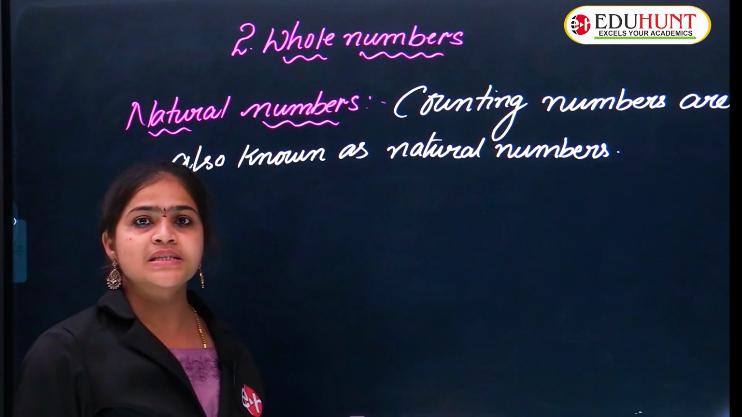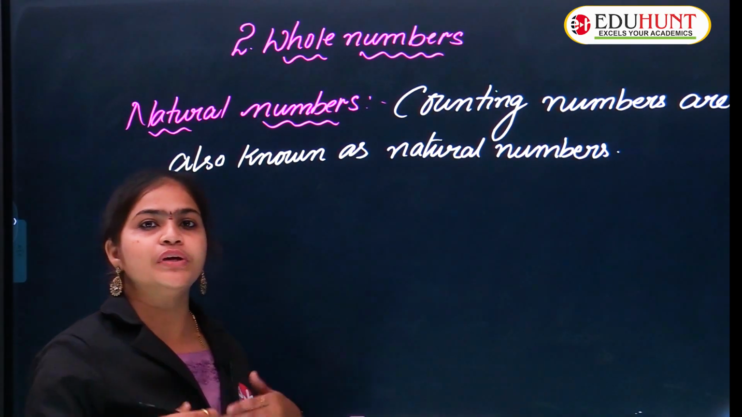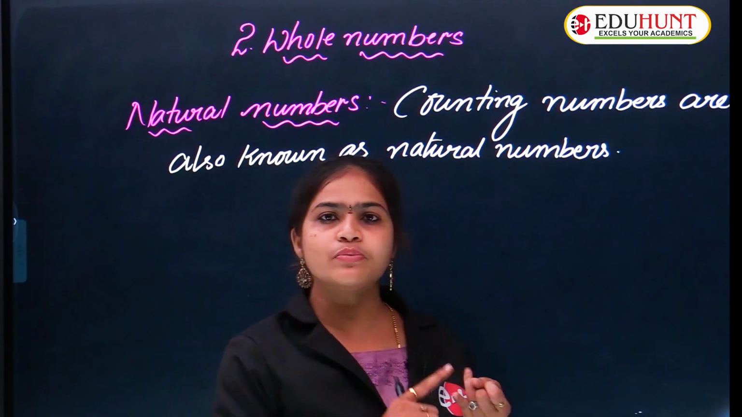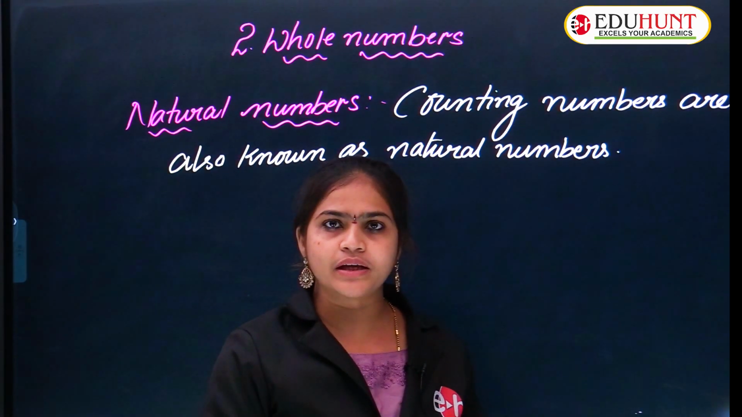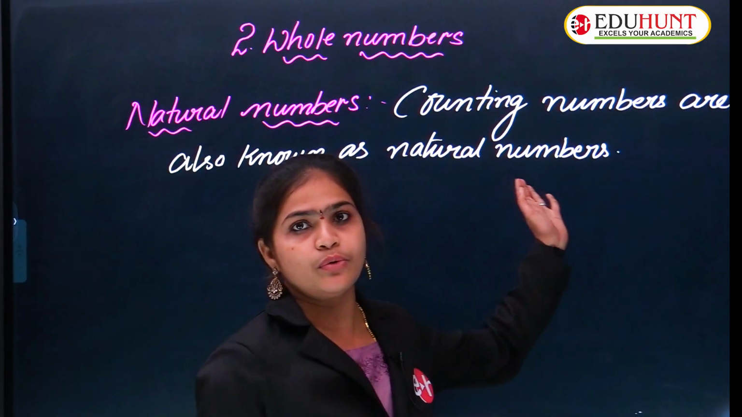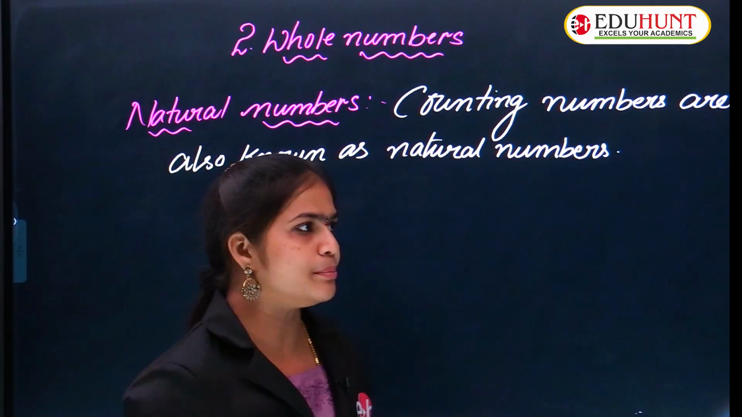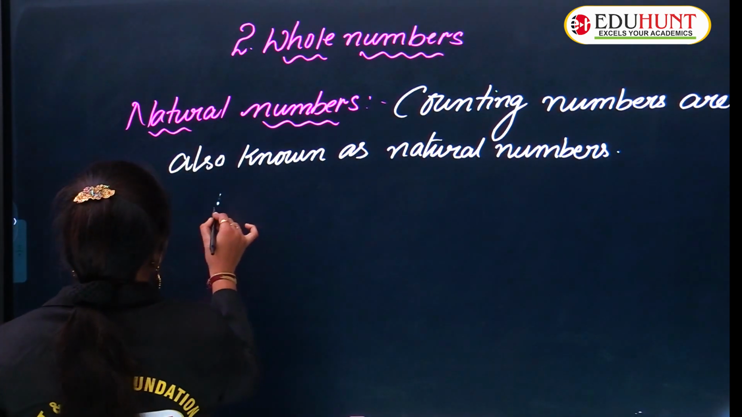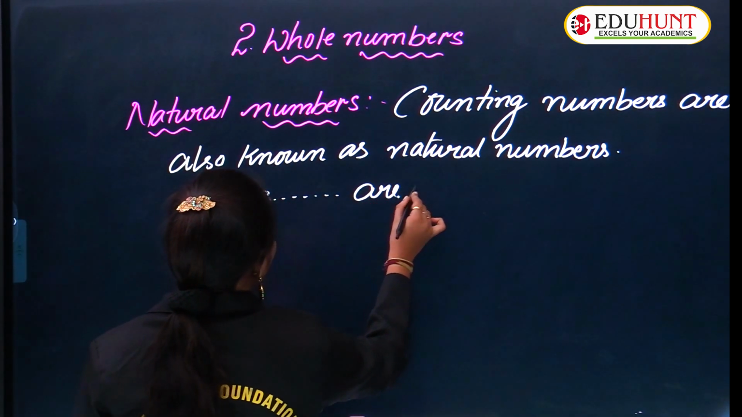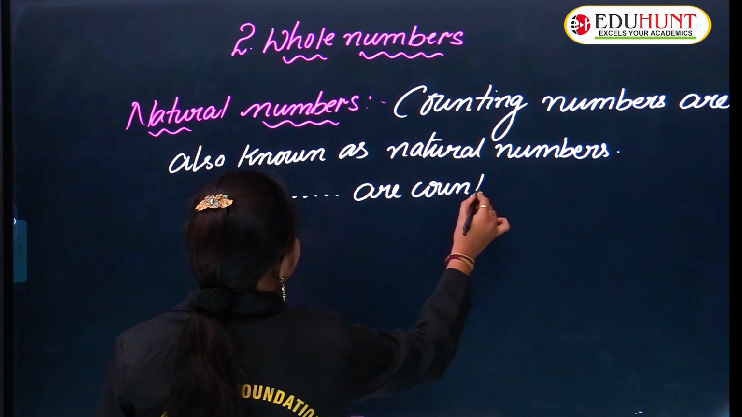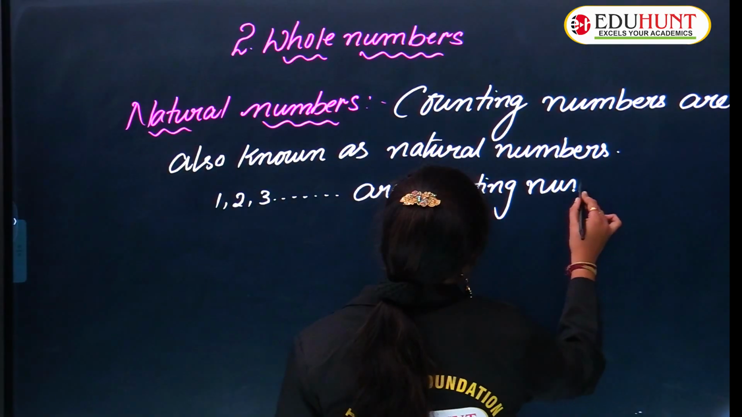Counting numbers means the numbers we are using for counting. For example, if some chocolates are there, how will you count those? By using the numbers 1, 2, 3, 4 like that, right? The numbers we use for counting are known as counting numbers, and those counting numbers are also known as natural numbers. Now say that 1, 2, 3 and so on are counting numbers.